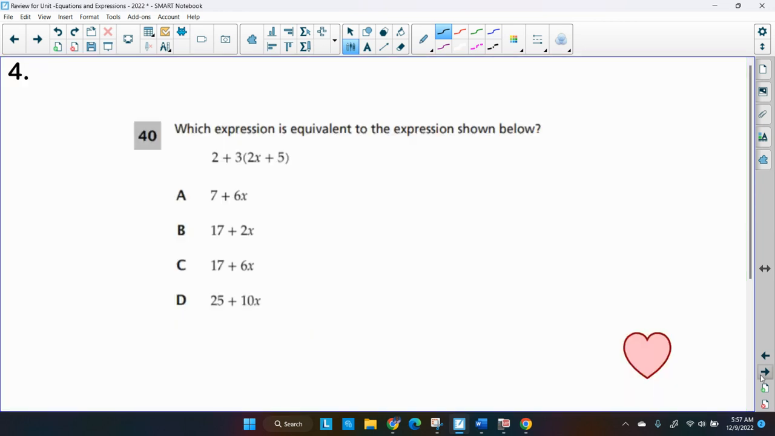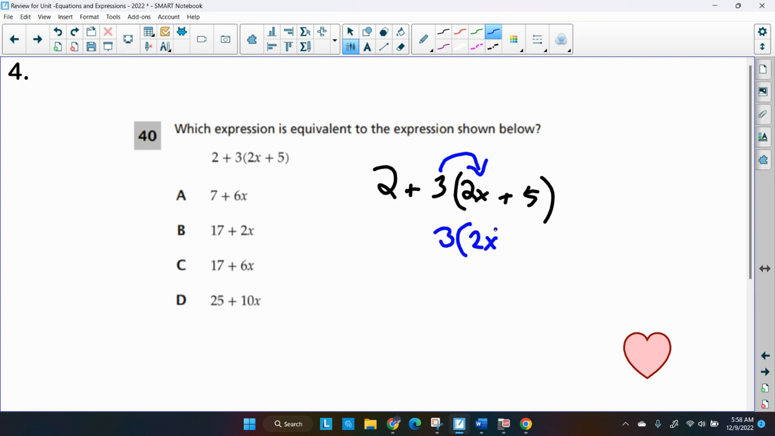All right, number 4. Which expression is equivalent to the expression shown below? We have 2 plus 3 parenthesis 2x plus 5. Another problem of distribution. So let me rewrite it out so I don't mess it up in case I need to go back to it and start with the distribution. I have 2x is being multiplied by the 3. There's my first distribution. My second distribution will be plus 3 being multiplied by the plus 5. All right. And Dr. Rob, don't forget you have a 2 out there.